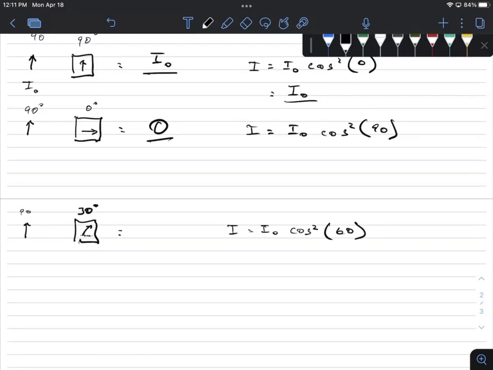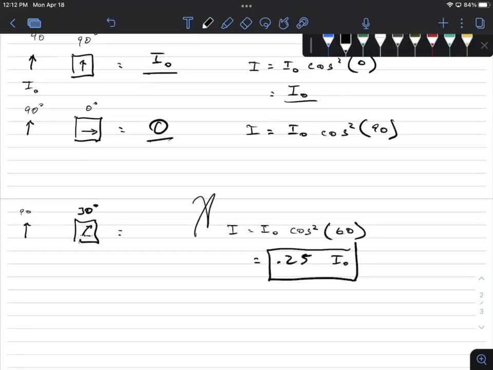Okay, so notice I'm not putting cosine squared of 30. 30 is the angle of the polarizer, which is fine. But the angle in the equation is not what does the polarizer say, it's the difference. I'm coming in with an angle, the polarizer is at an angle, the difference between those two angles is what goes here. So I'm coming in with 90, I'm trying to get through a 30, so 90 minus 30 is 60. So I put this in my calculator. Cosine squared of 60 is 0.25. So the answer is 0.25 times I naught. Or 1/4 of the light makes it through. 1/4 of the light.